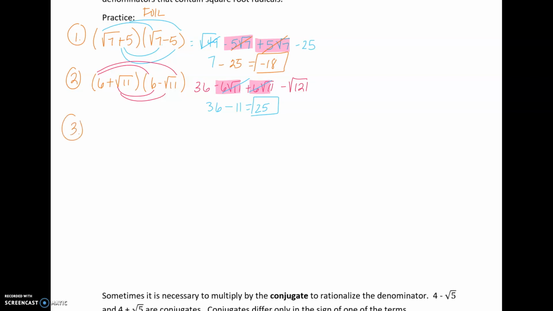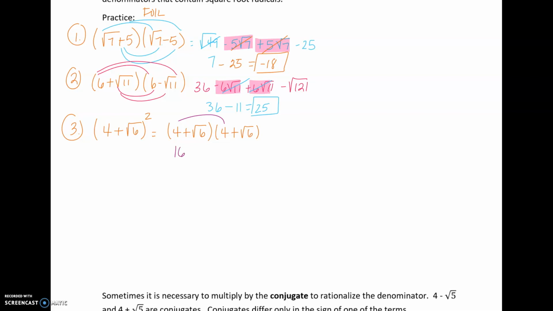Okay, let's look at the next one. We have the sum of 4 and the square root of 6, all squared. So this is the square of a binomial. Remember, this means this binomial written out twice. You can use the shortcut if you want, which is squaring the first, doubling the inside, and then squaring the last. But I'm going to FOIL it.